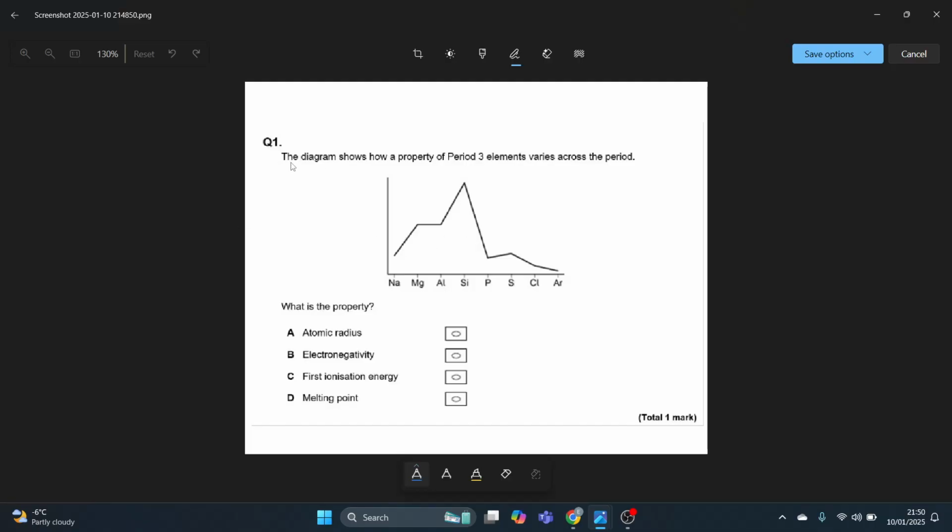Question 1: the diagram shows a property of period 3 elements varying across the period. What is the property? You can see that it goes from Na to magnesium, a big increase, magnesium to aluminium, the same, and then to silicon, a massive increase. The reason being silicon has a macromolecular structure. So it's actually the melting point.